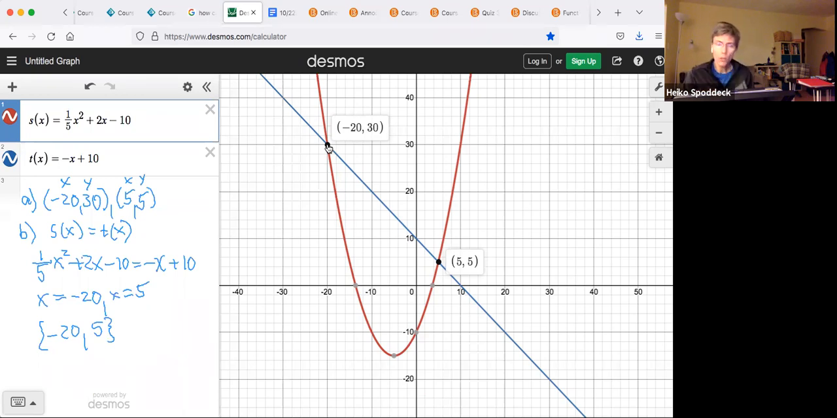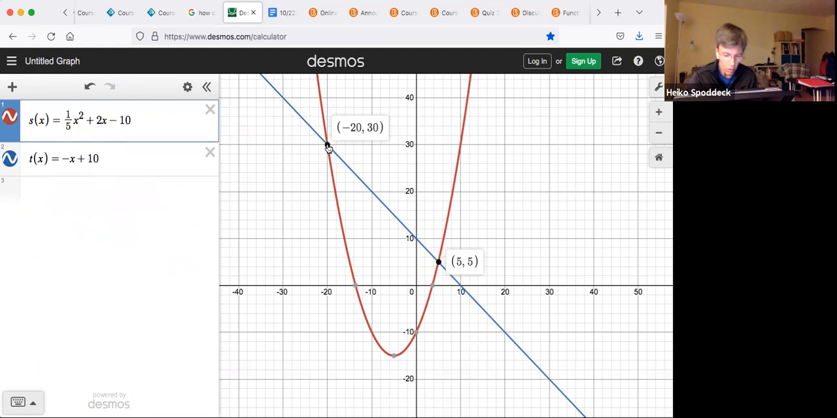Yes, so this is for A and B. Now, if you want to think about this for a moment, stop the video for a second, because I will now erase this part. So I'm going to click clear. I'm going to write one more time our 2 points of intersection, -20, 30, and then 5, 5, because we'll keep coming back to them.